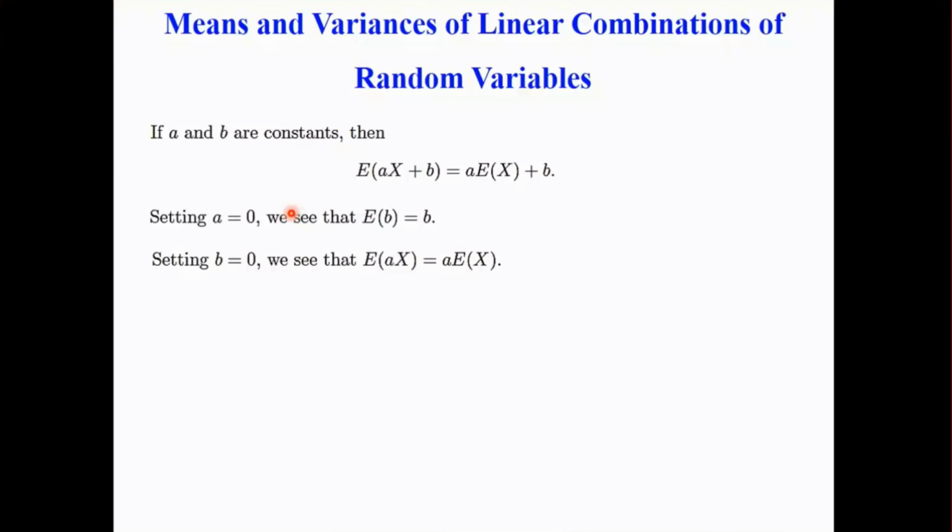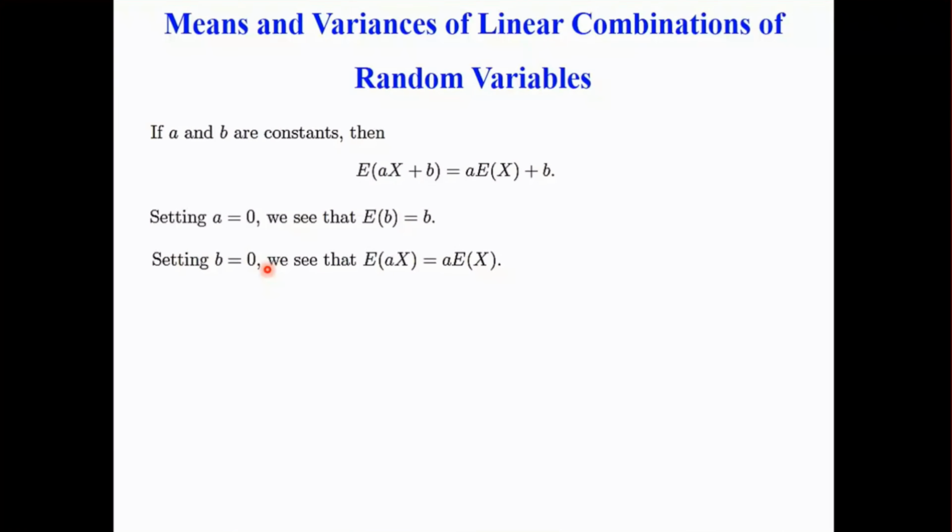If you have mean and variance, some properties are also there. Like the expectation of ax plus b, a linear combination. X is a random variable, a and b are constants, then you can take the constant outside, that is a into expectation of x plus the constant b. Similarly, if you set a equal to 0 here, then it will be b. So the expectation of b will be b; the expectation of a constant value is that constant.